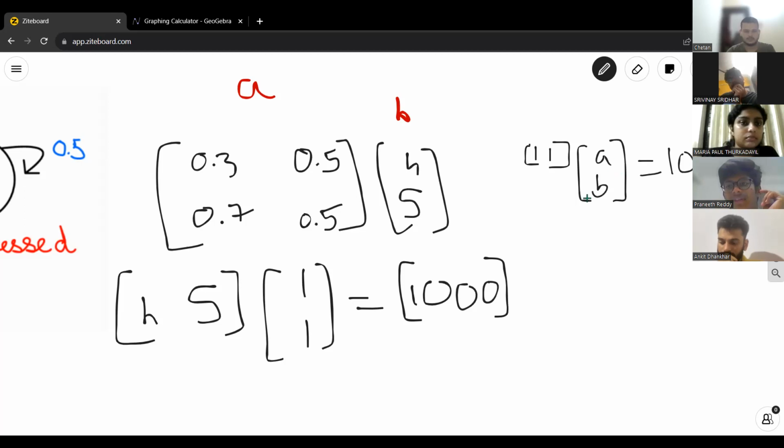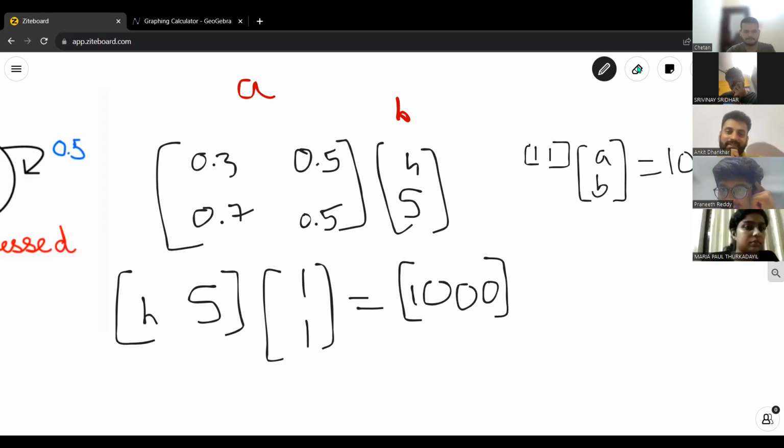So here, this A and B is the same as this A and B. Sorry, can you rename that? Maybe call it M and N. So this is the output of the matrix with the input H and S. And we know the total number of people will still be 1000. That's all I'm trying to say. So we have a restriction for that.